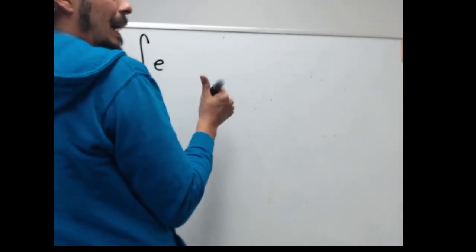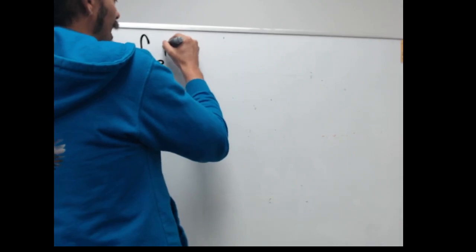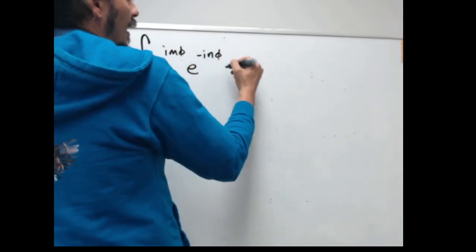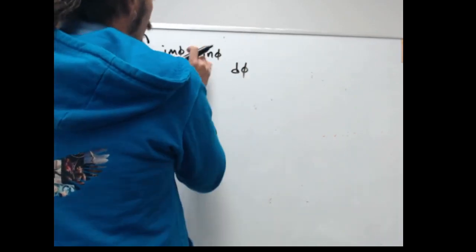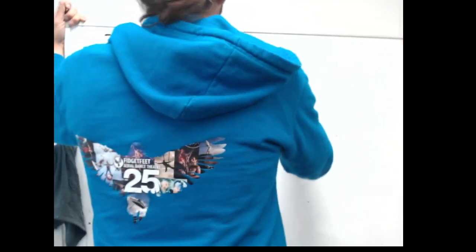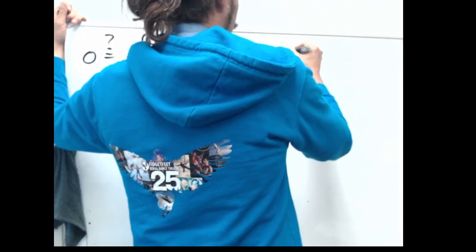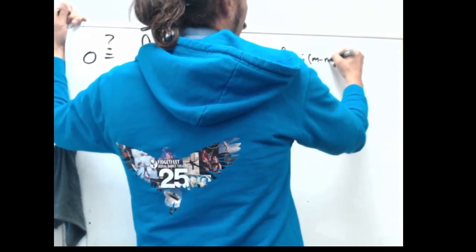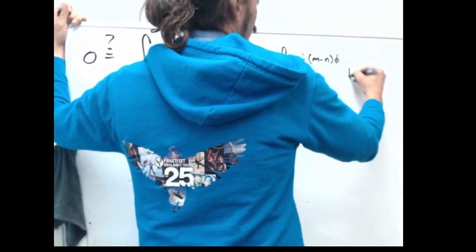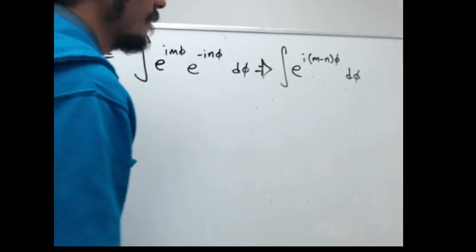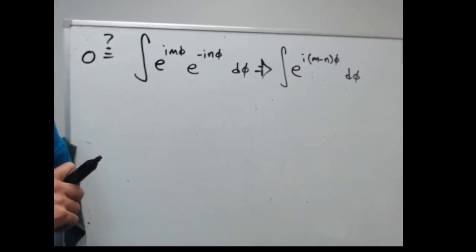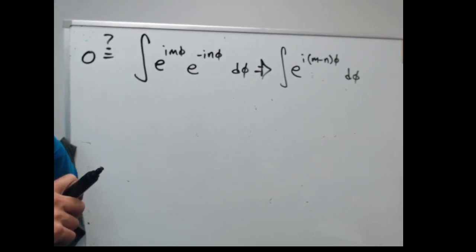Did you do N or M first? So we have E to the IM phi, E to the negative IN phi, D phi. Put these together, and we're going to get the integral of E to the I, M minus N phi, D phi. That's what I had in the quiz. I was just wondering what your strategy is for solving it generically, because I couldn't conceptualize it generically. I had to put numbers in.